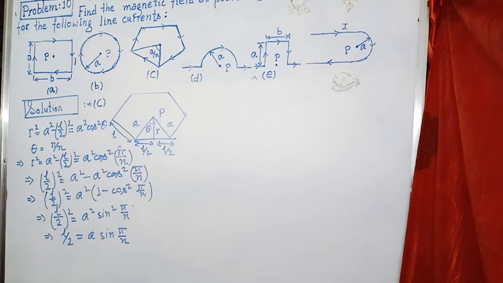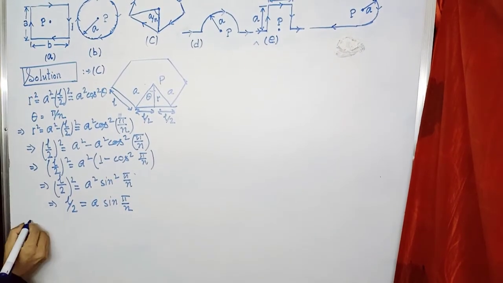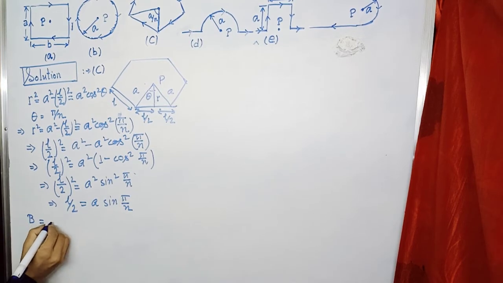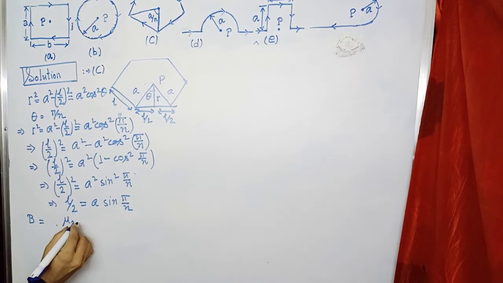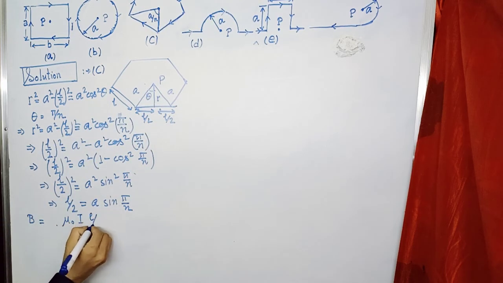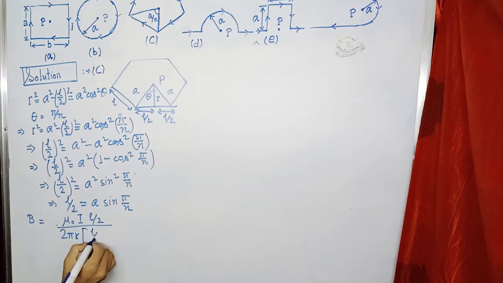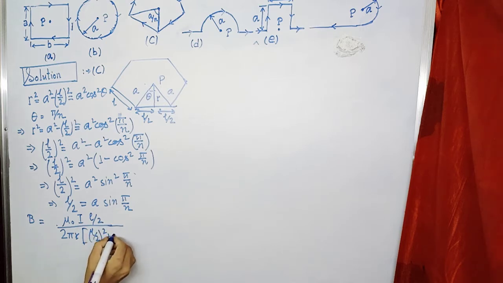Now the magnetic field due to a straight conductor is given as B equal to mu naught I, and half the length of the side, which is L divided by 2, divided by 2 pi R, multiplied by the square root of (L divided by 2) square plus R square.